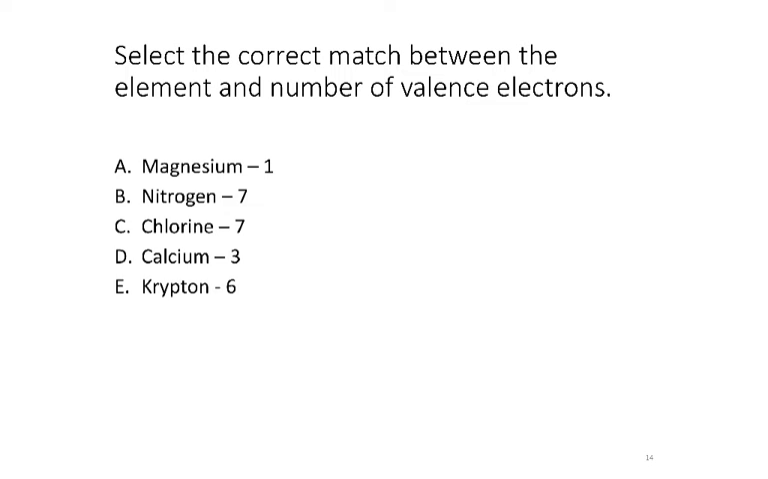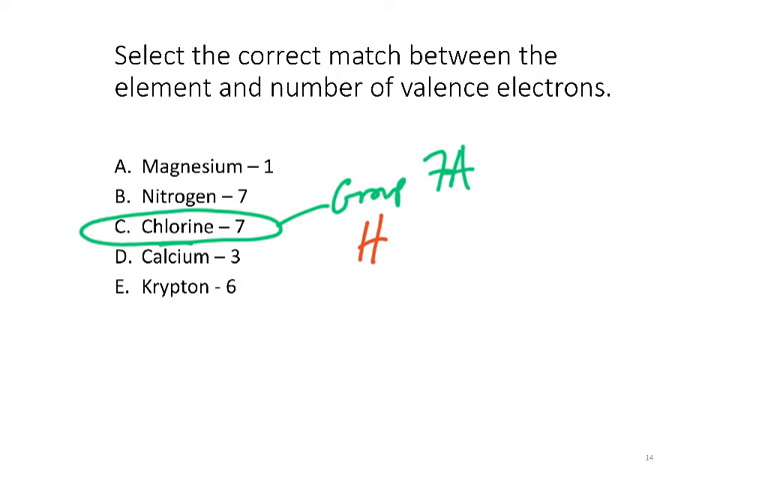And now that you're back, you know the correct answer is chlorine, right? Because that's in group 7A. So it has 7 valence electrons. By the way, what is the name of group 7A? That's one that has a special name. Starts with an H. It's the halogens.